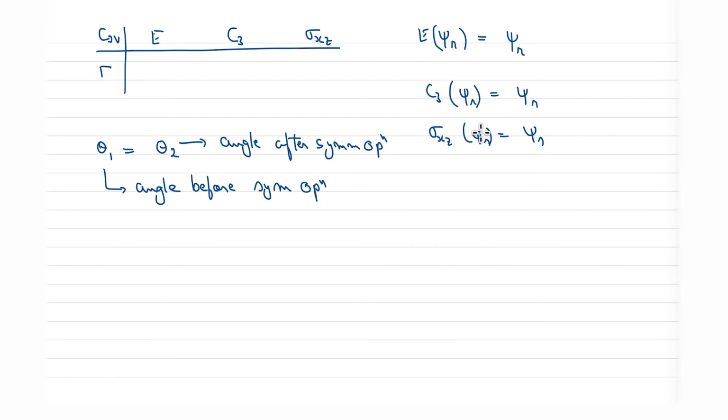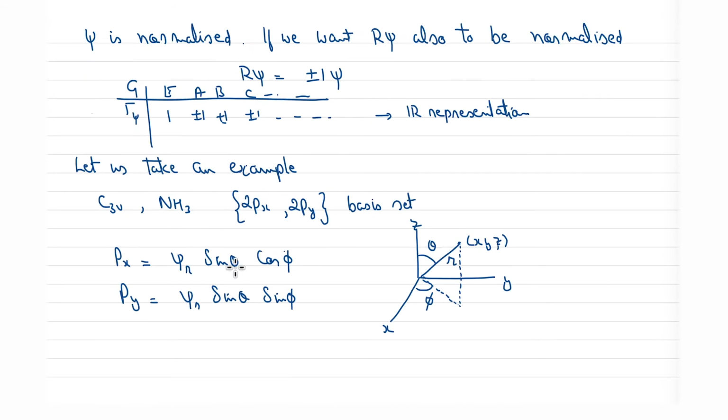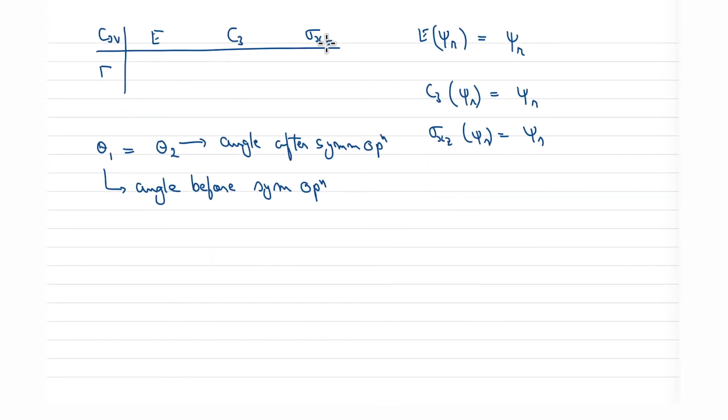So this means the other component, sine theta, will also not change. It will remain the same under both C3 as well as sigma xz. Why will it not change under sigma xz? Because sigma xz contains the z-axis, so theta with respect to the z-axis is not going to be different.